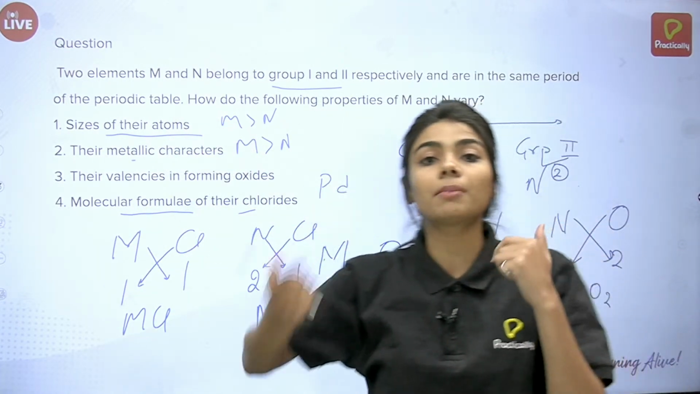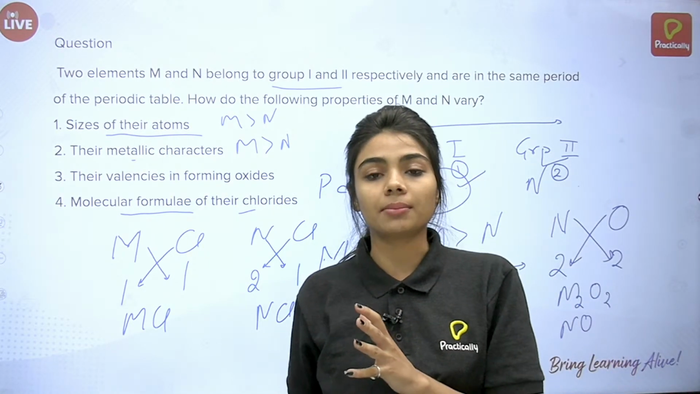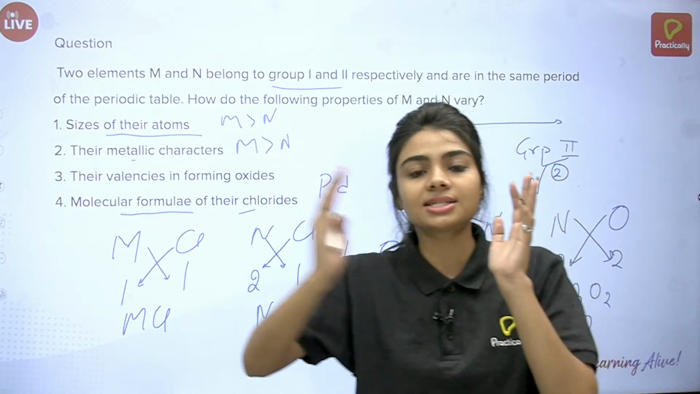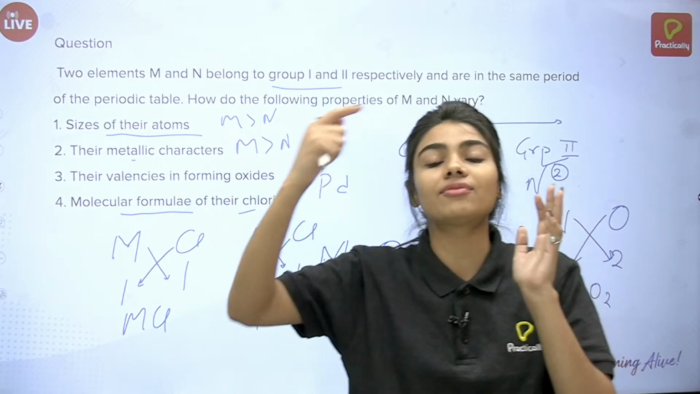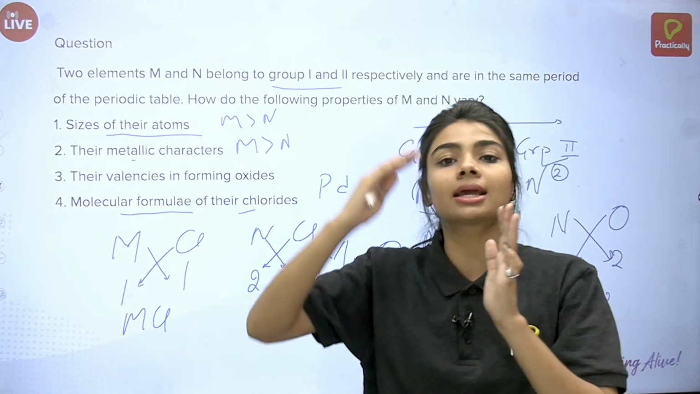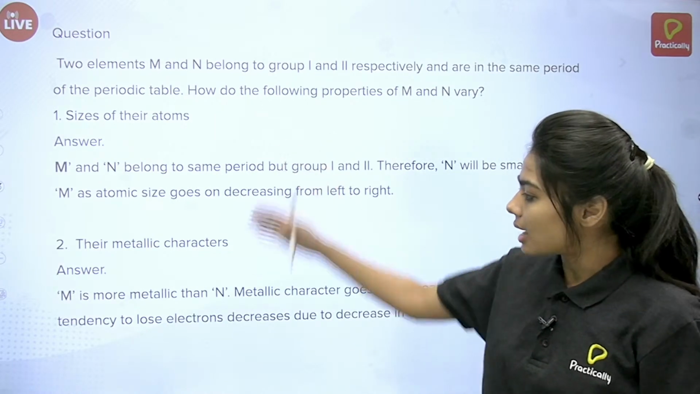So you need to remember what are the trends which are followed in the modern periodic table. Whenever you are moving across the period, the atomic size decreases due to the increase in the effective nuclear charge. Metallic character decreases and non-metallic character increases. So these are the answers.